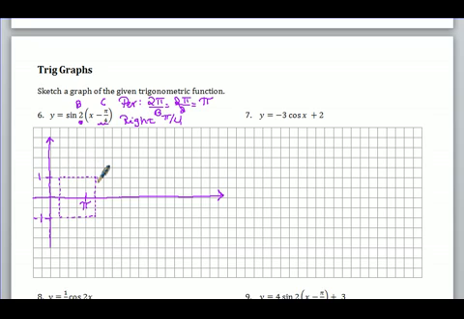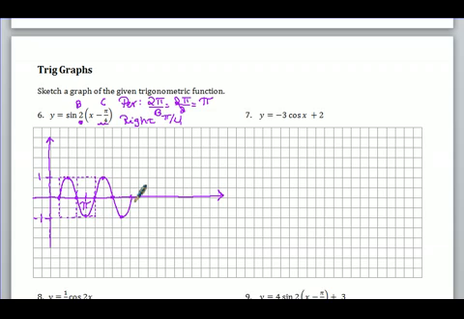Amplitude is not changed. It's still 1 and -1. So there's my little framework, and we're going to fit the sine graph in here like this. Remember, sine starts in the middle, it goes up, back to the middle, down, back to the middle. And then if we want to do one more cycle, it would look like that.